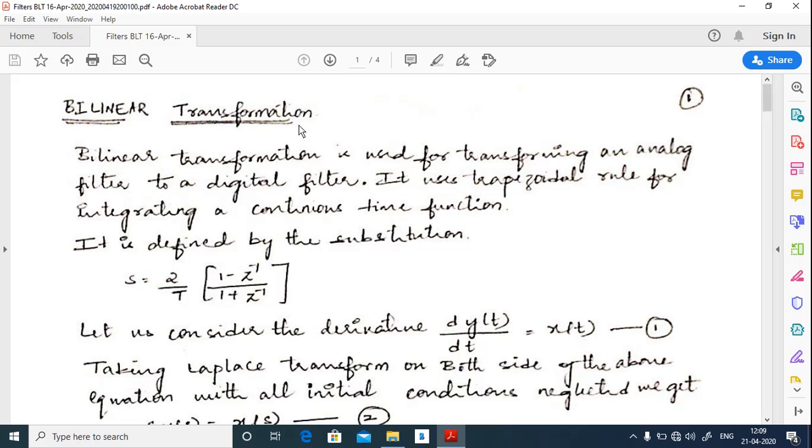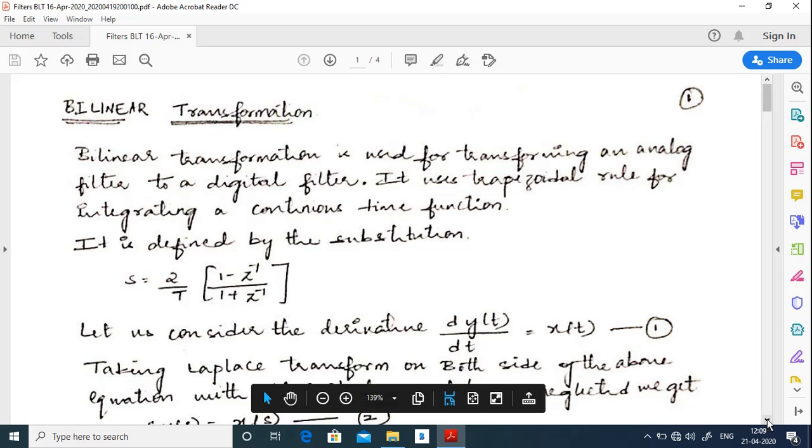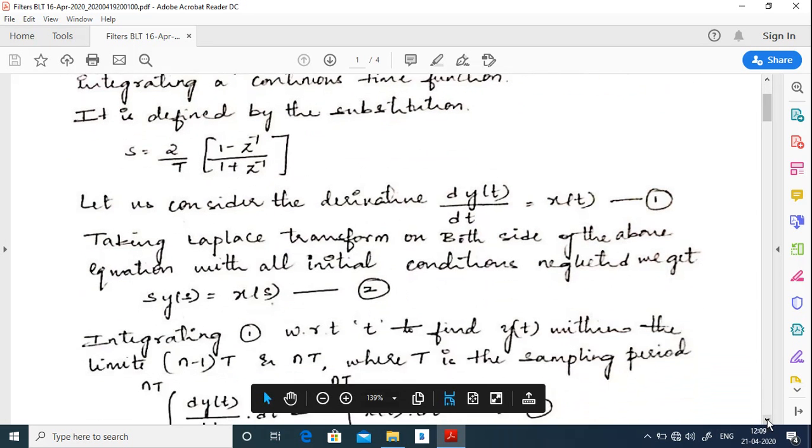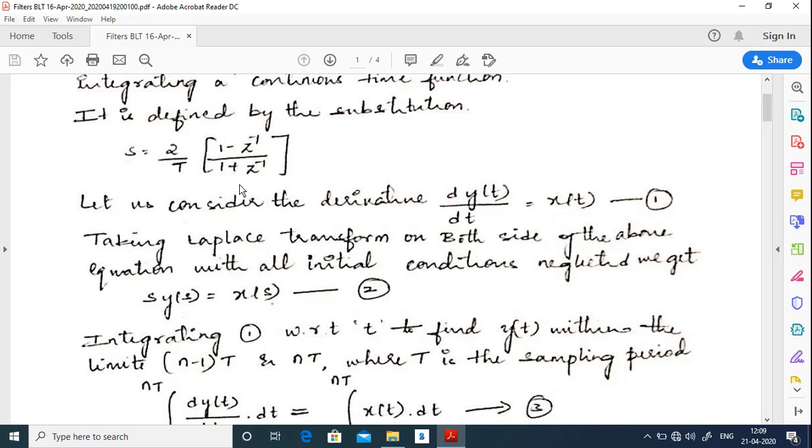The bilinear transformation technique uses the trapezoidal rule of integration for conversion of a continuous time transfer function into a digital filter. It uses the substitution s is equal to 2 by T times (1 minus z power minus 1) by (1 plus z power minus 1). Now we'll see how we came to this particular substitution, that is, s has to be replaced by 2 by T times (1 minus z power minus 1) by (1 plus z power minus 1).